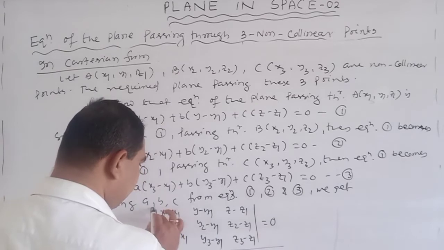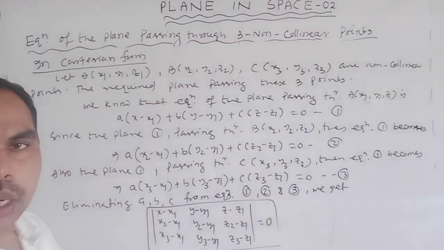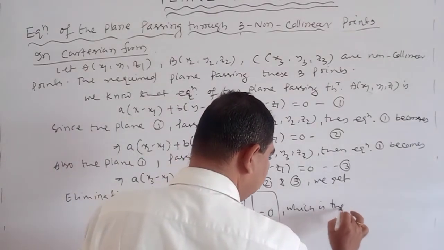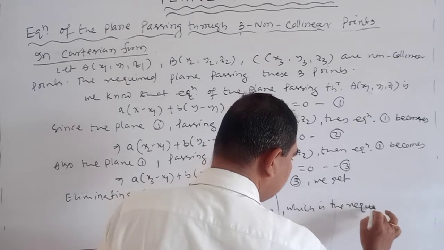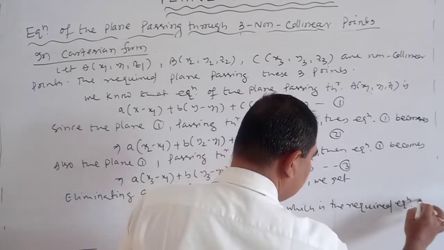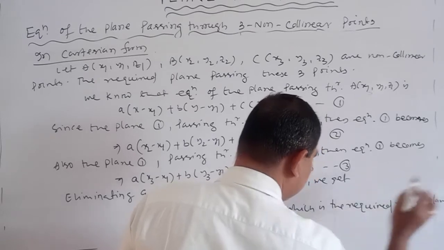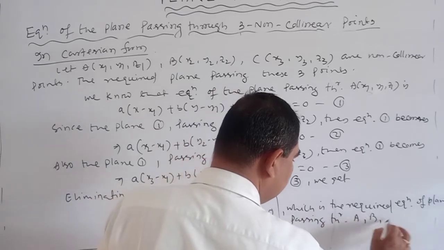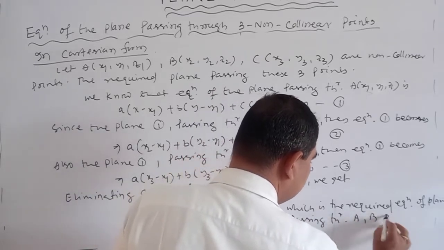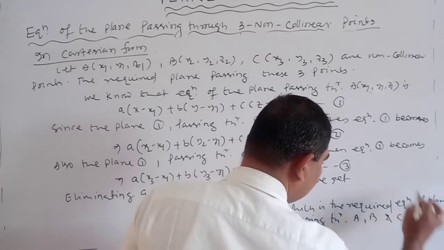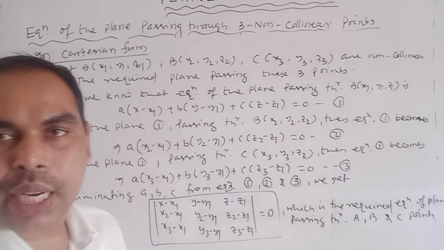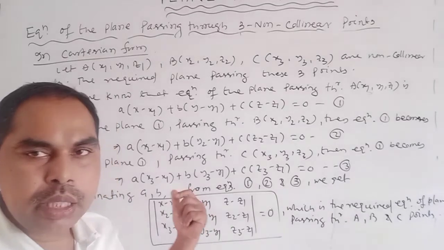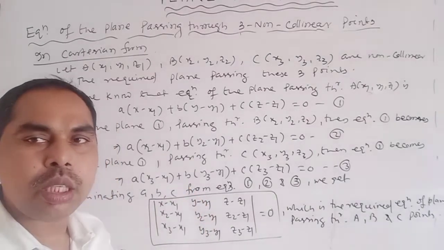This is the required equation of the plane passing through A, B and C points. Okay, passing through A, B and C points. So you can do the questions in Cartesian form, or you can also do it in vectorial form.